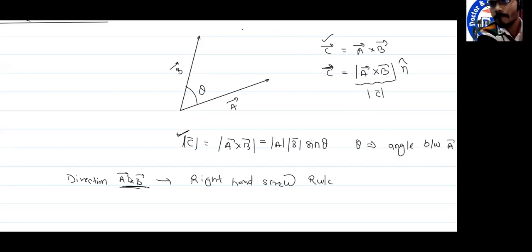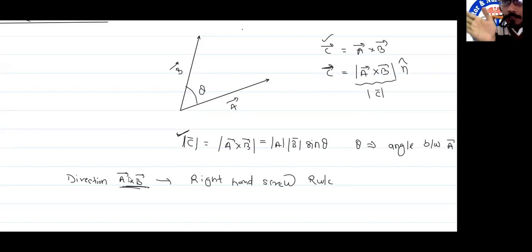Is it fine? Yes, sir. Suppose you have two vectors, vector A and another vector B. Put all fingers on A first and rotate toward B. Then the thumb gives the direction of the A cross B vector. Is it fine?